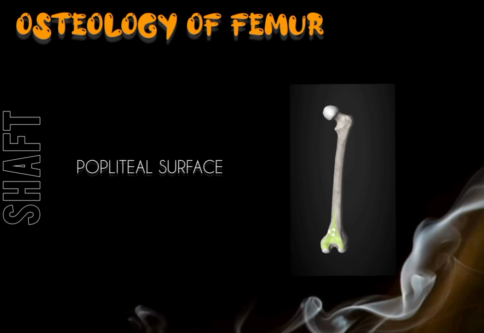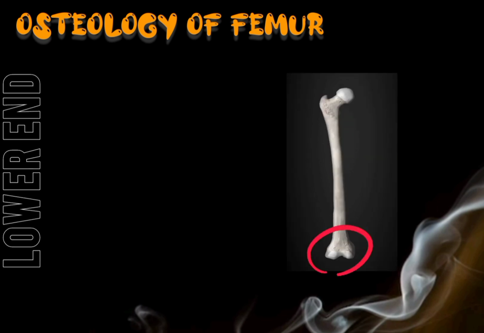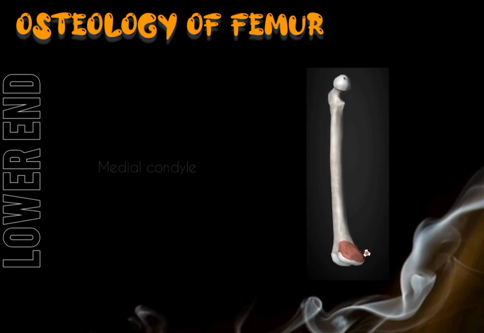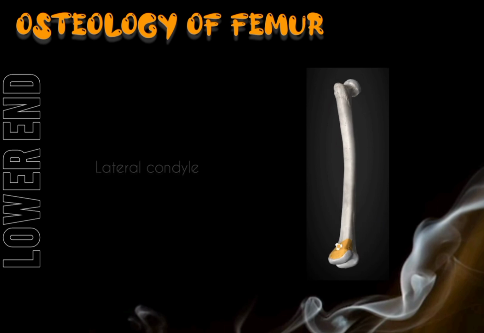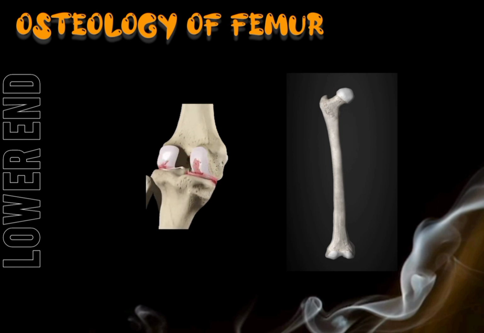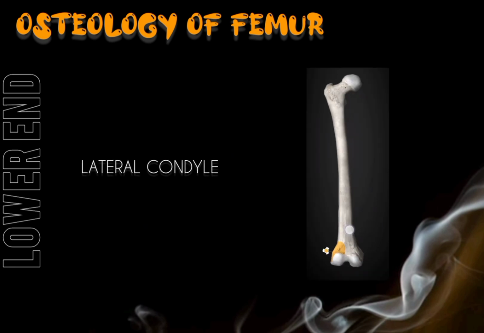Now moving toward the lower end of the femur. As you can see, the lower end of the femur is widely expanded to form two large condyles. One is the medial condyle and one is the lateral condyle, and these condyles articulate to form the knee joint with the tibia bone, which is present beneath the femur bone. If we talk about the features of the lateral condyle, the lateral condyle takes the greater part in the transmission of body weight to the tibia.